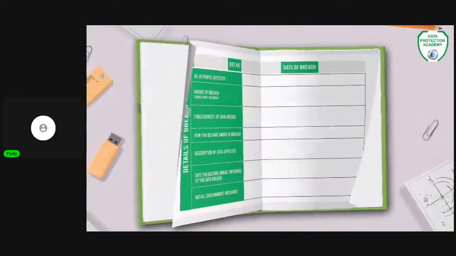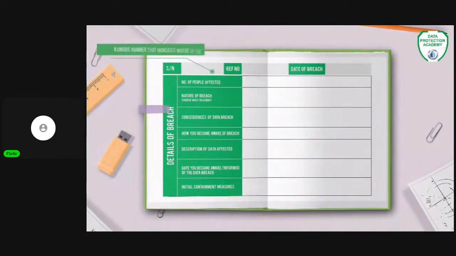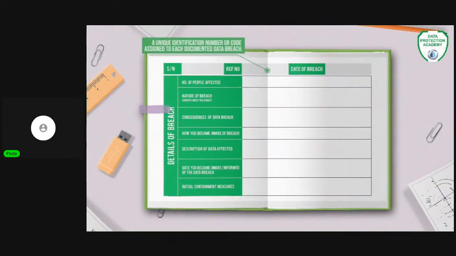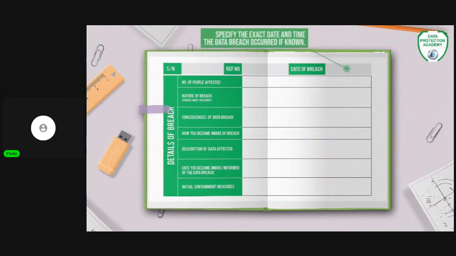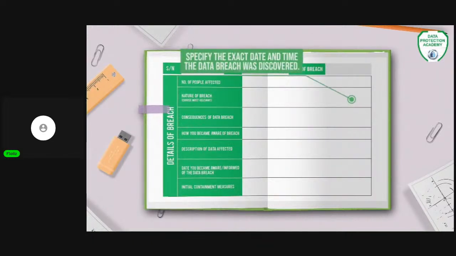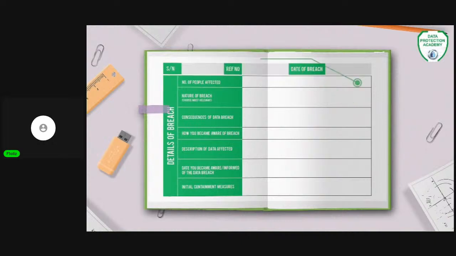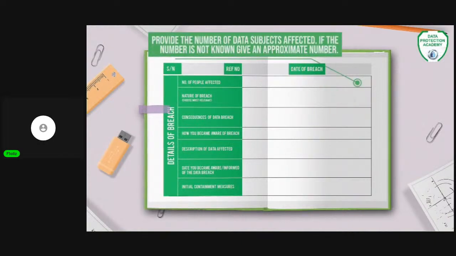Details of data breach. A unique number that indicates where in the register a data breach is reported and documented. A unique identification number or code assigned to each documented data breach. Specify the exact date and time the data breach occurred if known. Specify the exact date and time the data breach was discovered. Provide the number of data subjects affected. If the number is not known, give an approximate number.